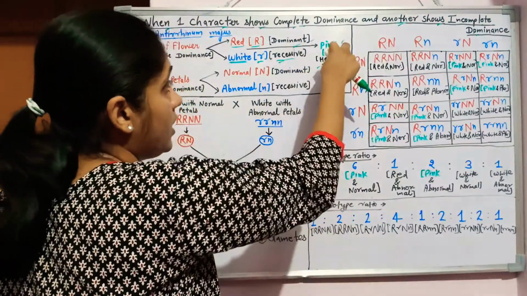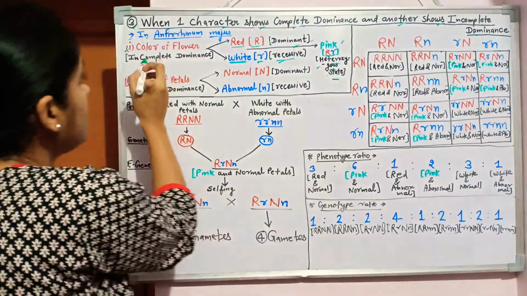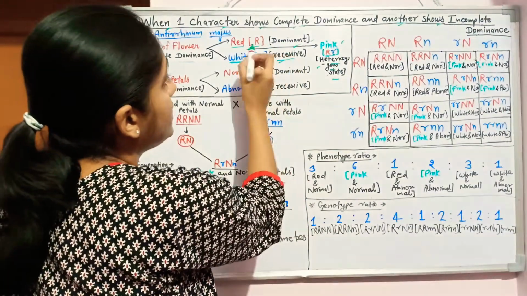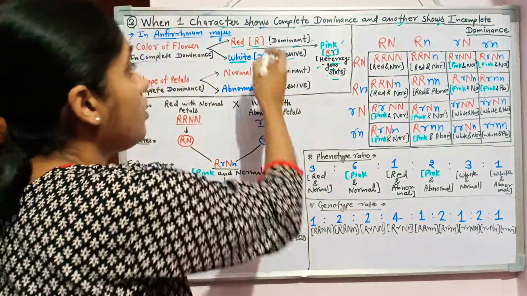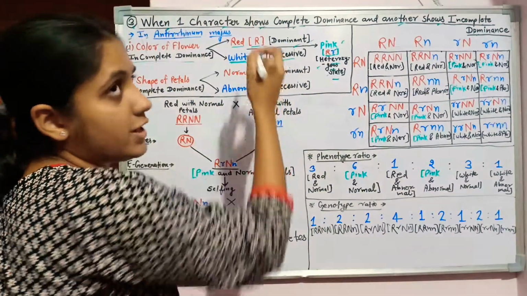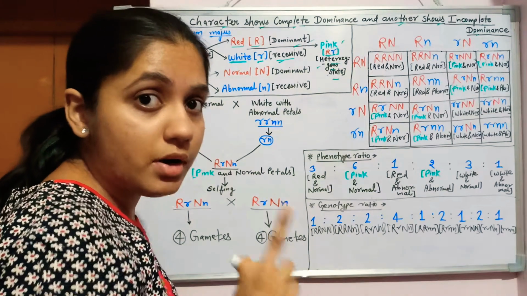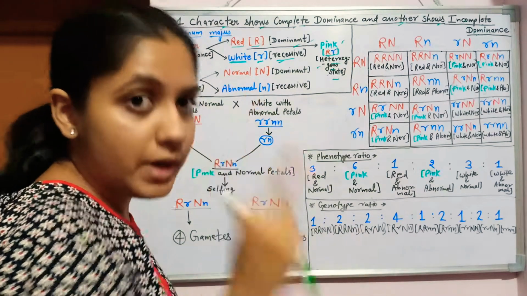It is pink because of incomplete dominance: the dominant red color flower allele cannot completely mask the expression of the white color flower allele. So the flower is not red in color, it is pink in color.